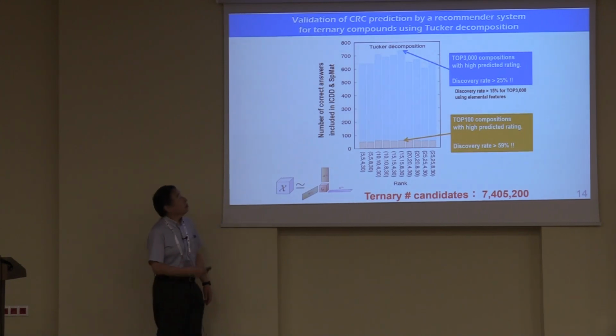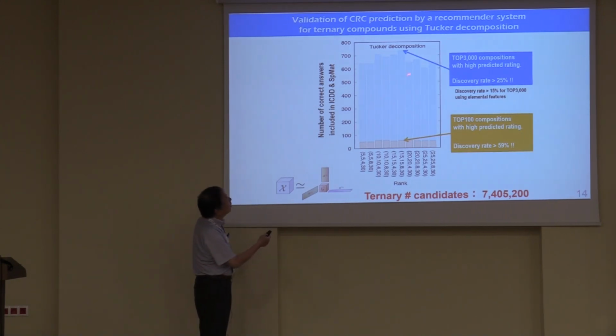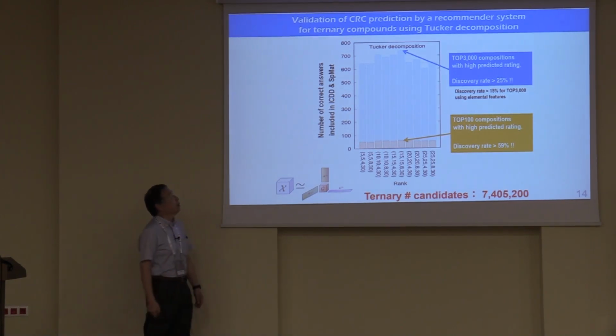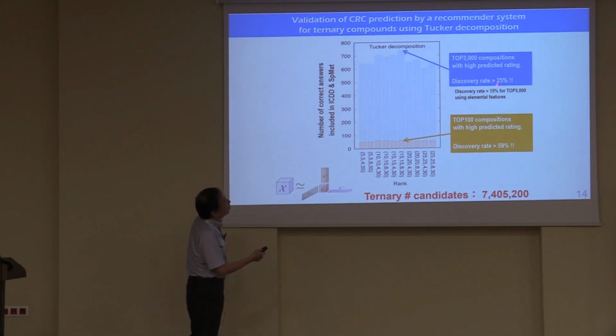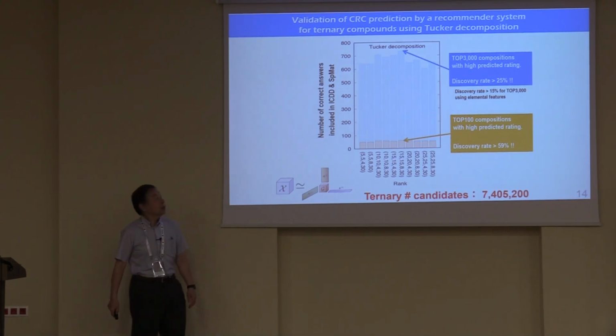rate. It is the same for this blue one. Blue one is for top 3,000 compositions with high predicted rating. Still, the discovery rate was more than 25%.